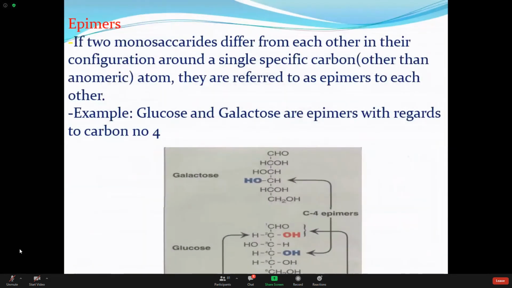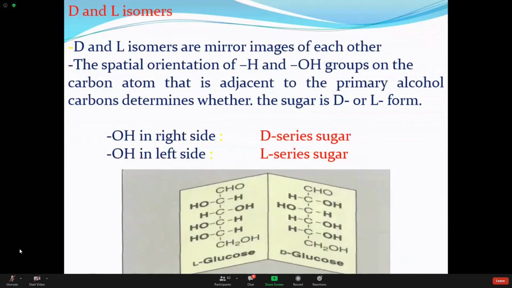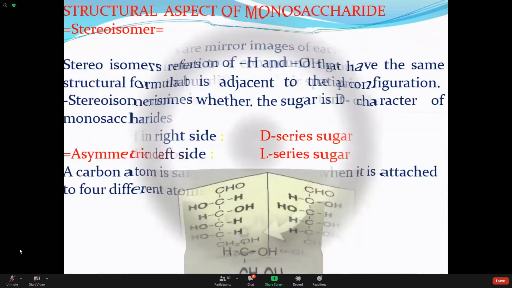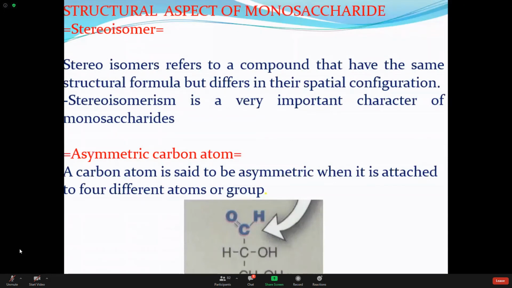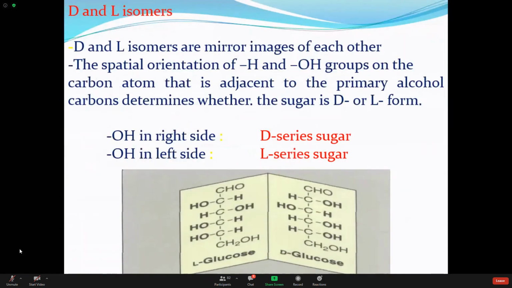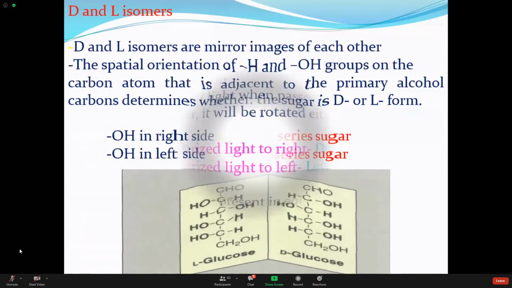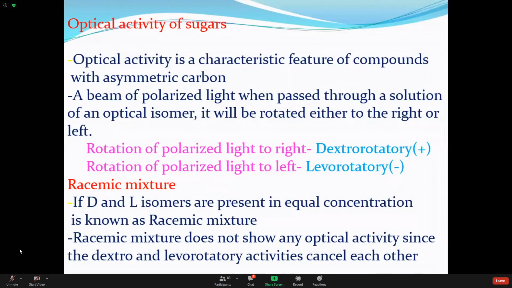Now come to another variety. I'm still on isomers, don't get confused. First I told you about the D and L isomers. So I'm talking about isomers. First I told about the D and L isomers, which are just like mirror images. Then the plus and minus varieties, dextro and levo, according to the rotation of the light.